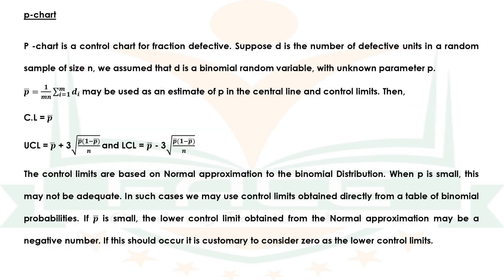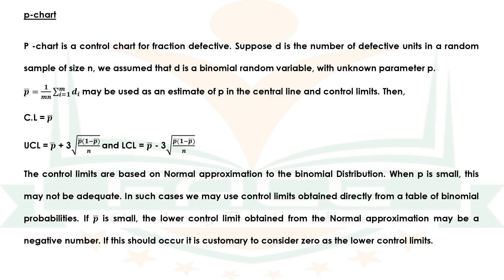Next, we are discussing the P-chart. P-chart is a control chart for fraction defective. Suppose D is the number of defective units in a random sample of size n. We assume that D is a binomial random variable with unknown parameter P. Then P bar is equal to 1 by mn summation i equal to 1 to m, Di, which may be used as an estimate of P in the central line and control limits.